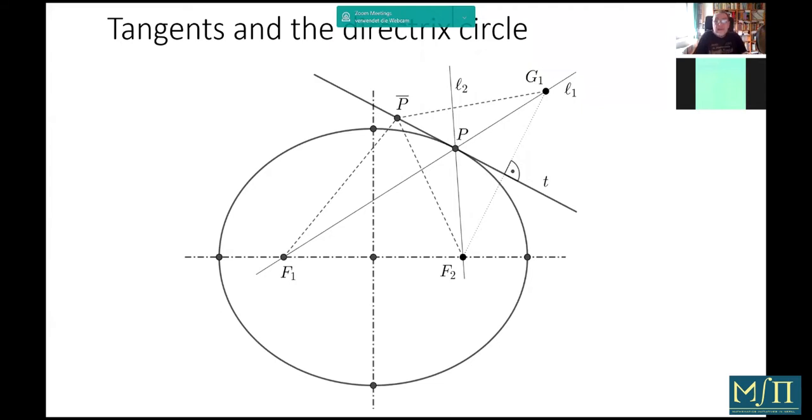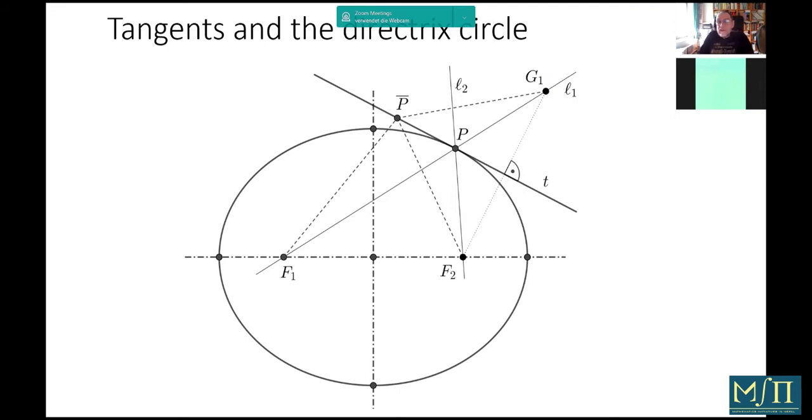That means that such points G1 that we obtain by reflecting the other focus of the ellipse, F2, on any tangent, or any, okay, for now it's not the tangent yet, but on any angle bisector of the lines joining points of the curve to the two foci, such points will always lie on a circle with midpoint in F1 and radius 2a. That's the defining 2a of the ellipse, of course.